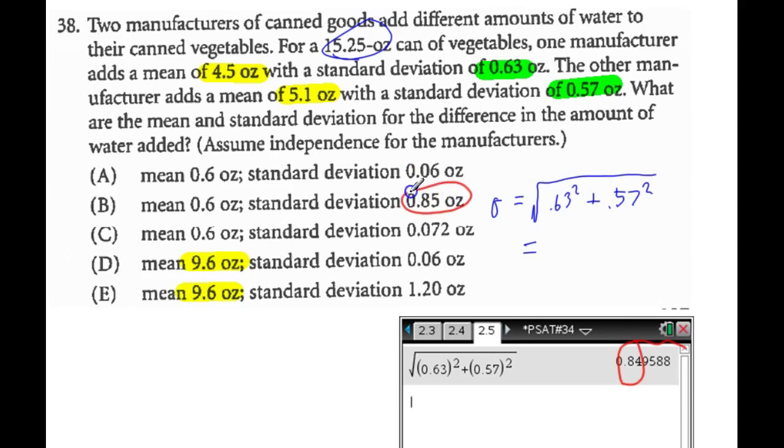0.859, so it's got to be this one, which makes me think maybe I didn't read it right, but actually we were doing the difference. So the difference between 4.5 and 5.1 is 0.6, so it's going to be one of these, and it's definitely answer choice B, because I know I got the standard deviation right, because I did my little method there for adding standard deviation.